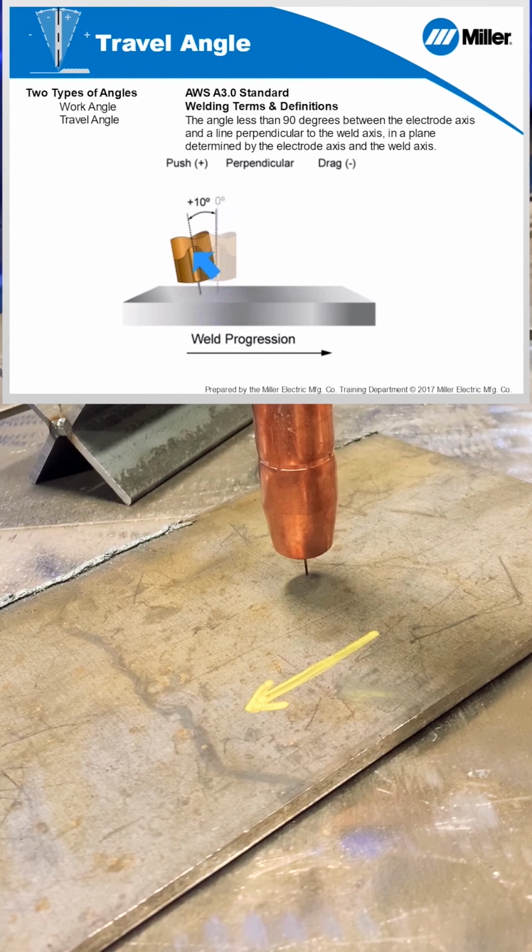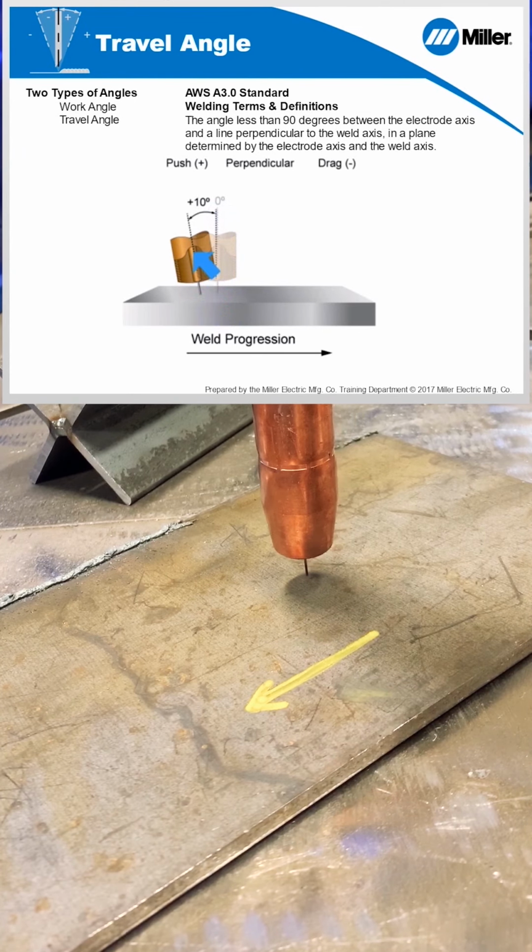Number 6 on the list of essential 7 variables is travel speed. How fast can I move this gun? It's not a contest, it's a controlled value. I really need to be able to understand, am I trying to run this at 8 to 10 inches a minute? Or is the weld size and the material thickness I'm working on, does it allow me to move even faster in that 15 to 20 to 30 range even?